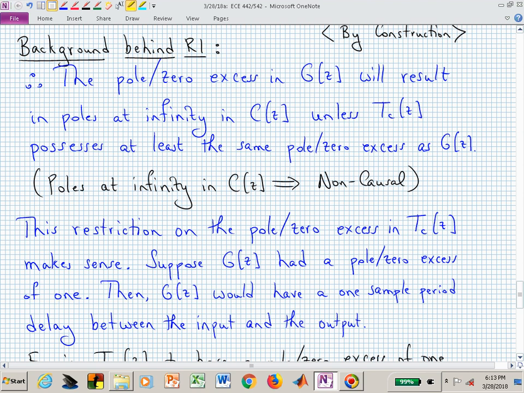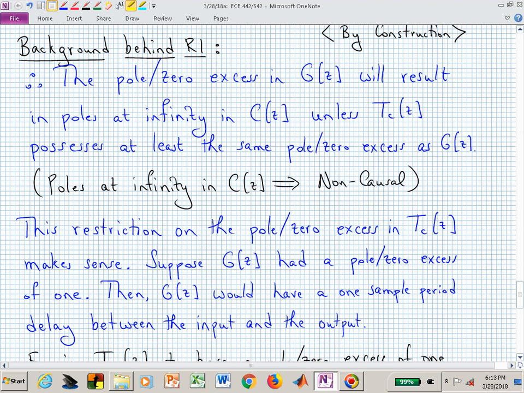And the way to guarantee that is to make sure that your desired closed loop transfer function, T sub C of Z, has at least the same pole zero excess as your original plant. You can't make the delays between input and output in your desired closed loop system less than what you started with. You sort of can't create the impossible. And that's what I'm trying to say with these explanations.